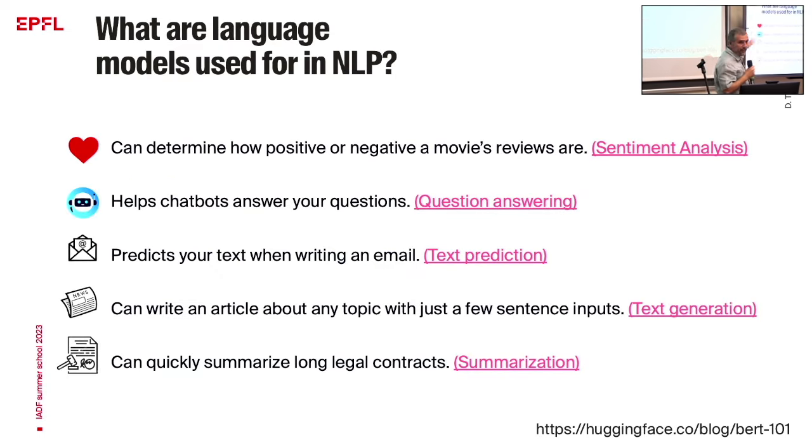Now, you can do a bunch of things with natural language processing. For example, you can analyze sentiments, which is very romantic, but it actually means that given a text, you can relate if it's positively or negatively connotated, if it's hate speech, if it's encouraging, or these kind of things. It can help chatbots answer your questions. I guess you have used ChatGPT, so you know what I'm talking about. It can predict your text when you write an email. If you have a Gmail account, you have noticed that when you start typing, some possibilities appear. That's a language model, and so on and so forth. You can keep going like that.